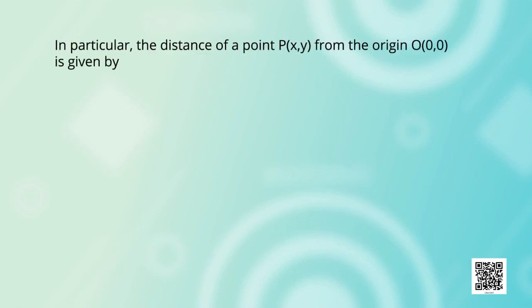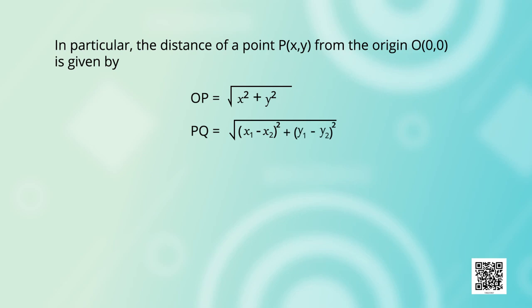In particular, the distance of a point P(x, y) from the origin O(0, 0) is given by OP is equal to under root x square plus y square. Children, can we write PQ as under root of (x1 minus x2) square plus (y1 minus y2) square? Is it possible? Yes. You know that even if we exchange the position of x1 and x2, we may get a negative number sometimes, but on squaring, ultimately we are going to get a positive number only. So the answer will remain the same. That's why these two formulas are correct.